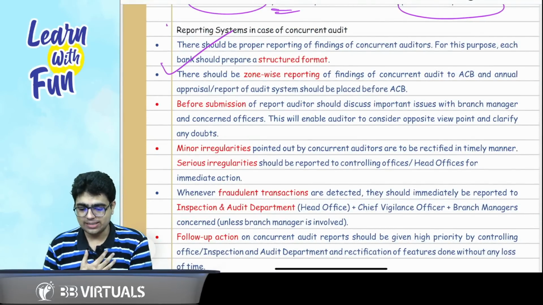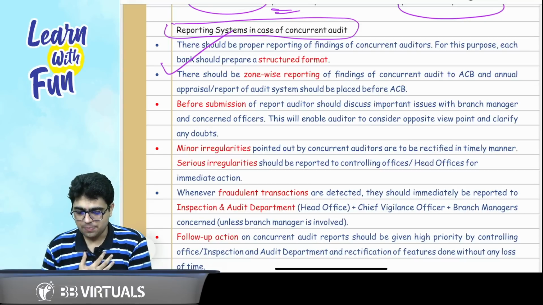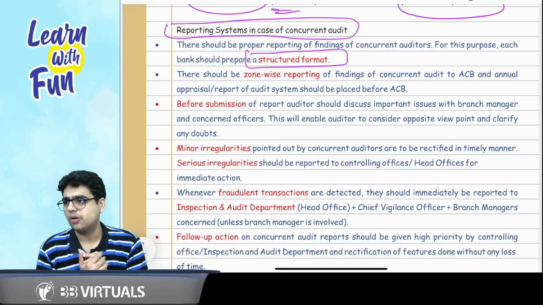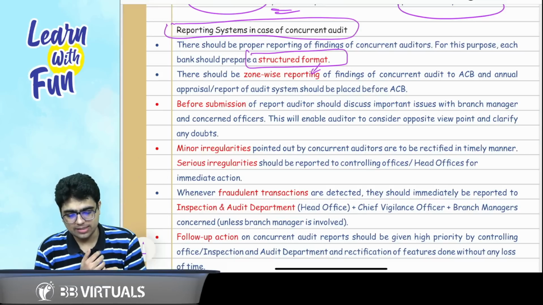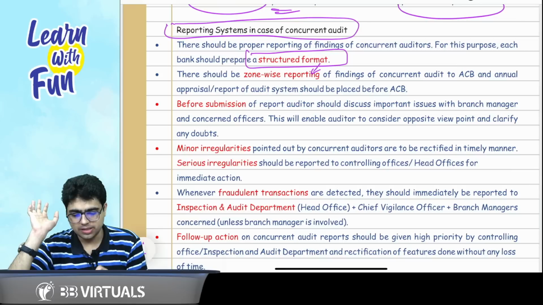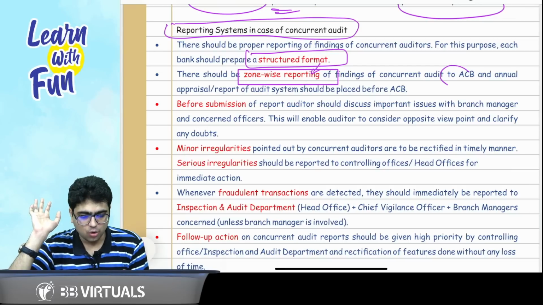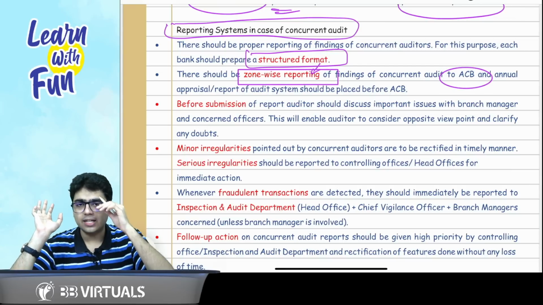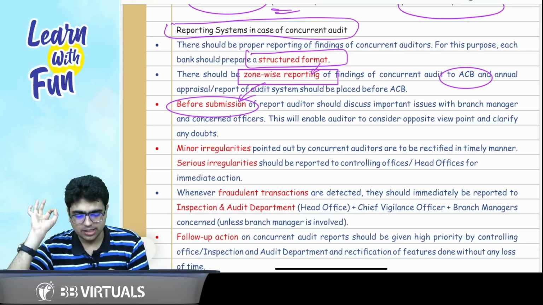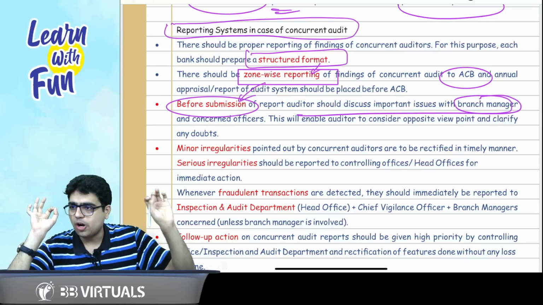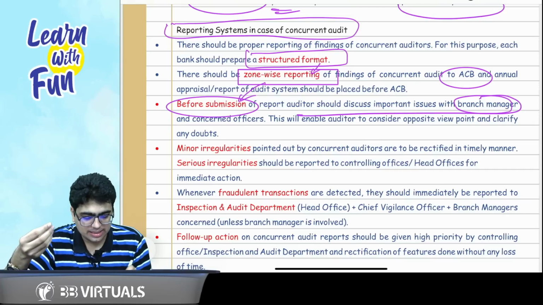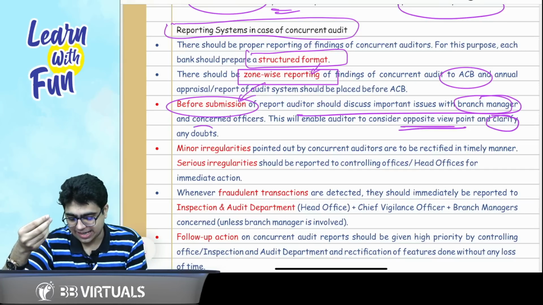Sir, reporting system in case of concurrent audit. It says prepare the reports as per a structured format. There should be zone-wise reporting, that is north zone, south zone, east zone, west zone, whatever zones are there, and findings should be reported to the audit committee board. Before you submit your report, discuss with the branch manager whatever your findings are, because it will help you consider the opposite viewpoint and get clarity on doubts.